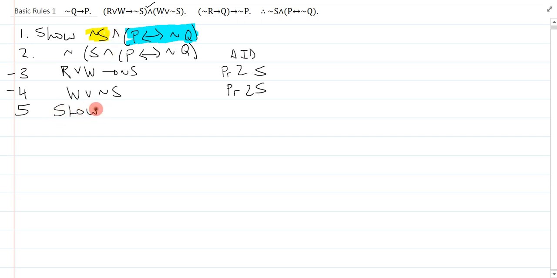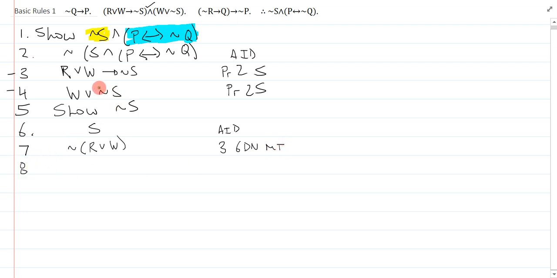So I'm going to show not S right now, and on 6 I get S as an AID, or assume ID, and now I finally actually have some sort of atomic to work with. So here I can start playing around. Notice the first premise doesn't really do anything for me. This premise is broken down, so I'm looking over here. Now the S can clearly combine with line 3 and 4. In fact, on line 3 I can double negate S and do a modus tollens to get not R or W, and that is line 3, line 6 double negated, modus tollens.